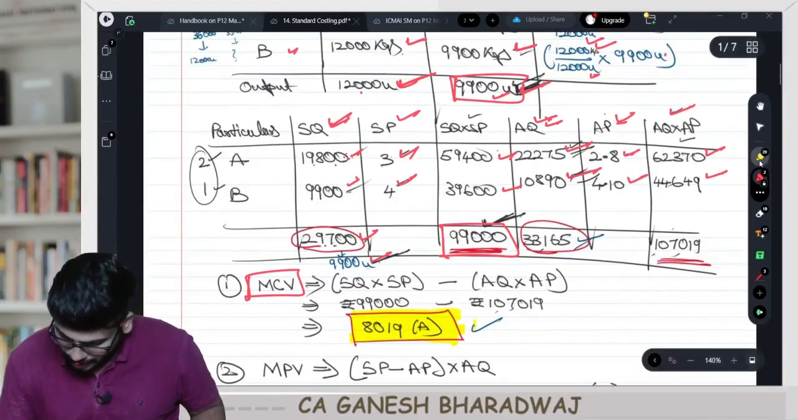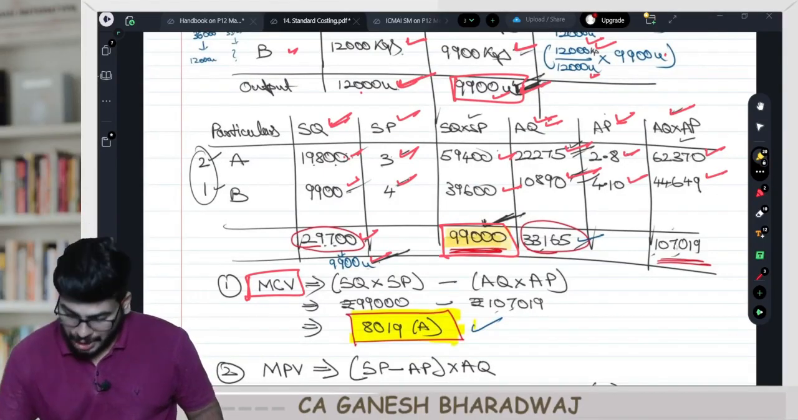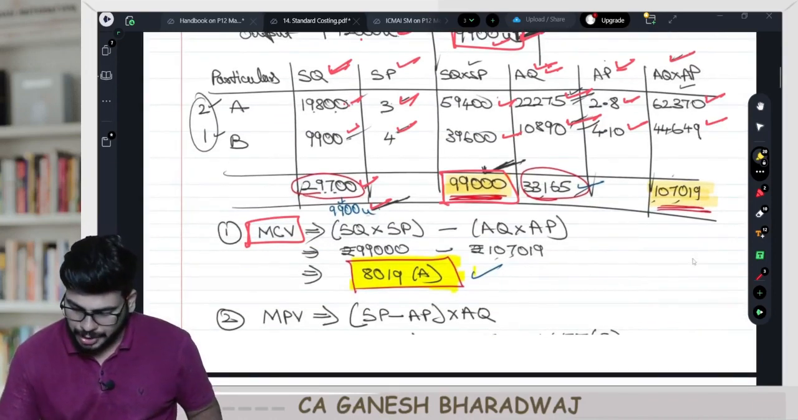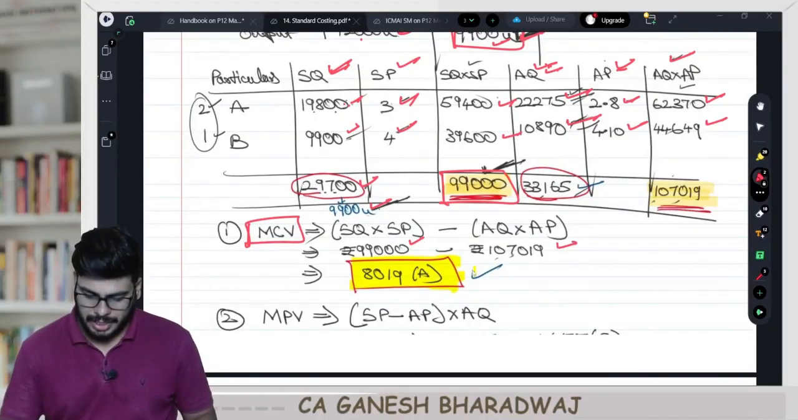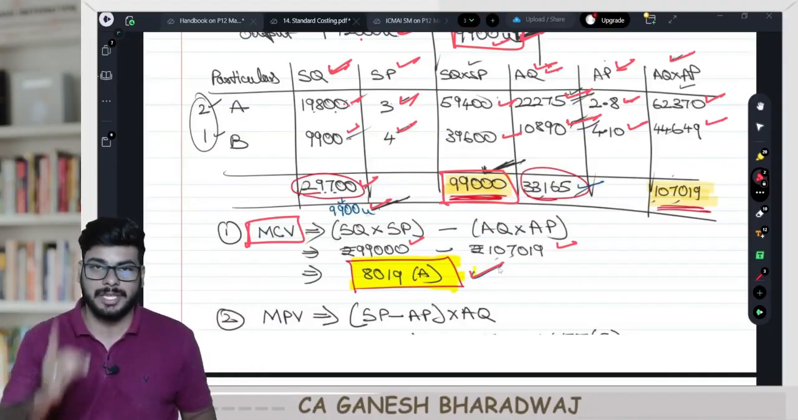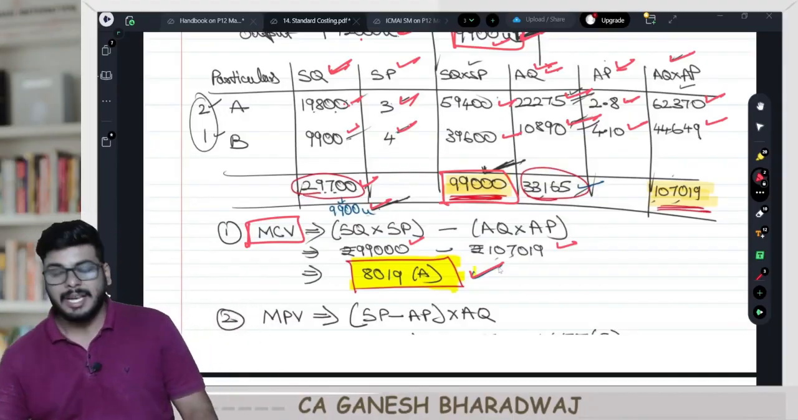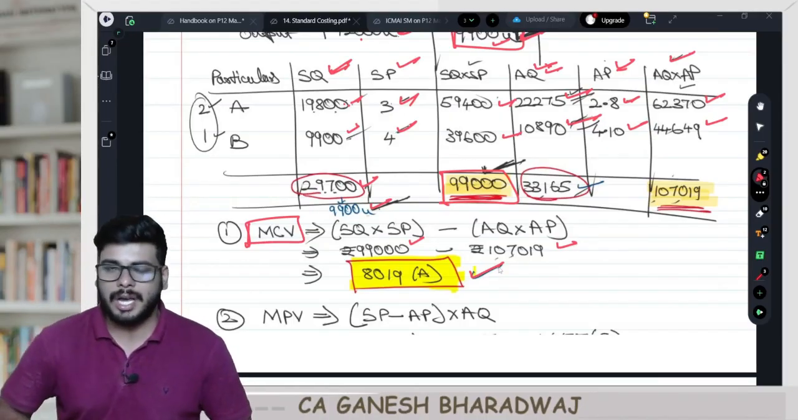So you were allowed to incur a total cost of how much? 99,000, but you have actually incurred a total cost of how much? 1,07,019 rupees. So what you do here, 99,000 minus 1,07,019, basically you get how much? 8,019 as adverse variance. This is your overall material cost variance. You have incurred an extra material cost to the tune of 8,019. Are you clear with this, guys?